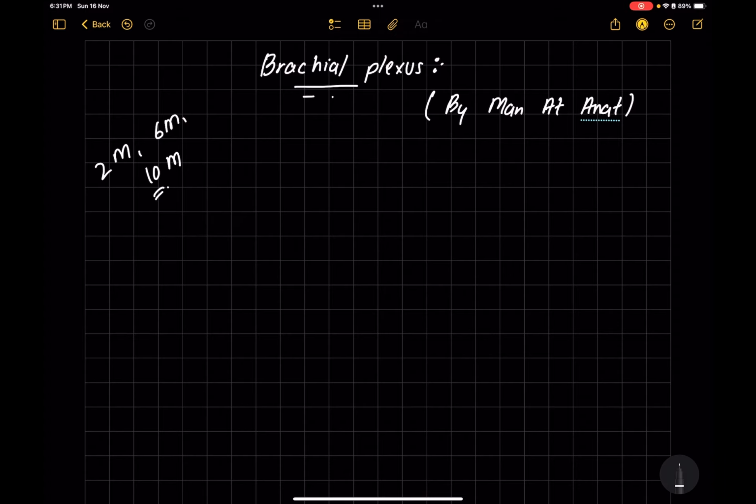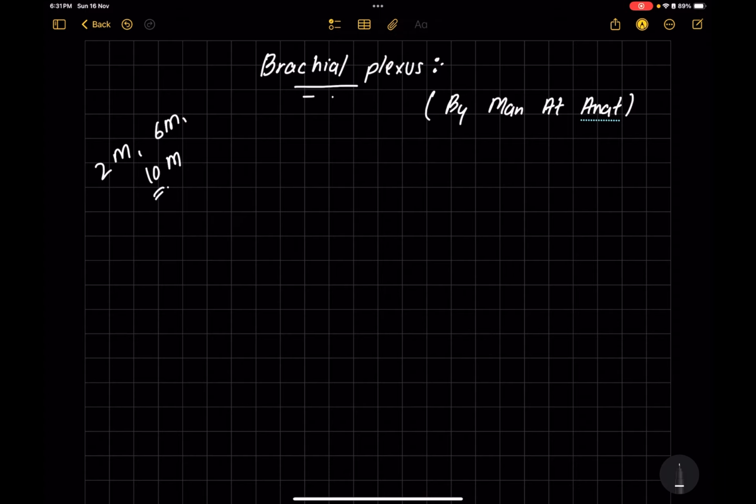In 2 markers they will directly ask you to just draw and label brachial plexus. Sometimes they even ask what branches arise from the posterior cord, what branches arise from the medial cord or lateral cord, what are the root values of the nerves written below. They will just simply ask you that, and trust me when I say this, these types of questions are very easy to attempt when you know what is brachial plexus. So without wasting further time, let's start with this.